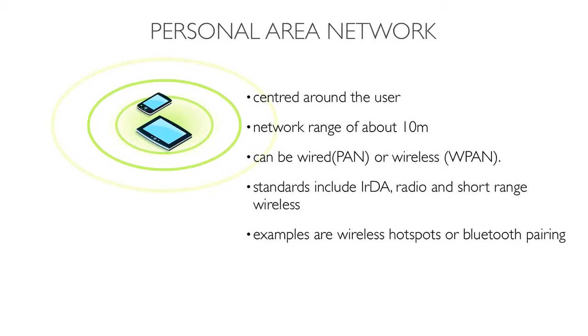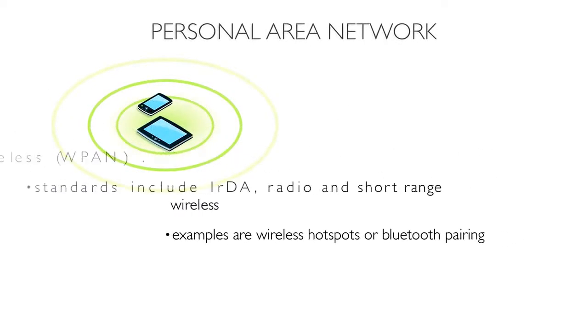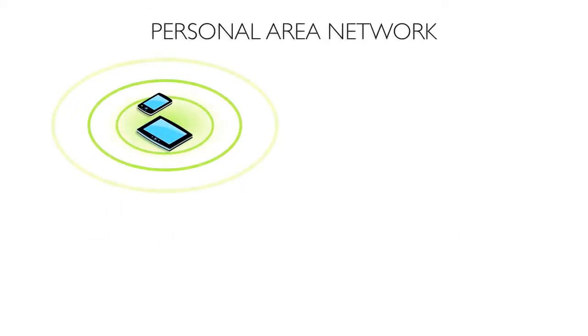Types of transmission media can include USB, infrared, which is IRDA, Bluetooth, which is radio waves and is the most common, and short-range wireless transmissions such as Wi-Fi and RFID, which use microwaves. Devices in personal area networks are usually mobile devices, but also include hardware peripherals such as Bluetooth keyboards.